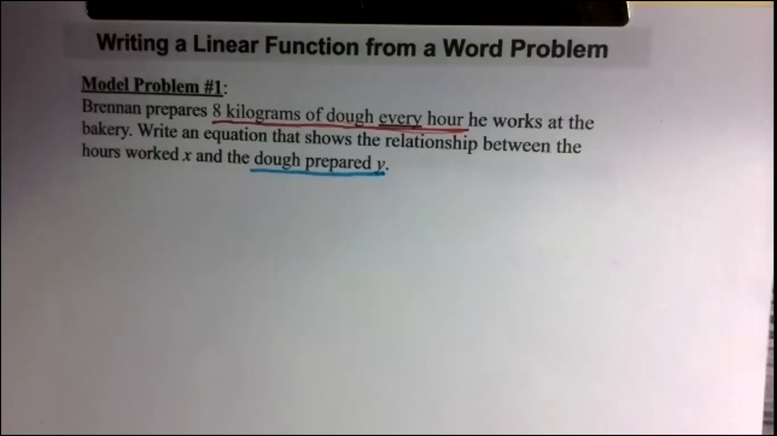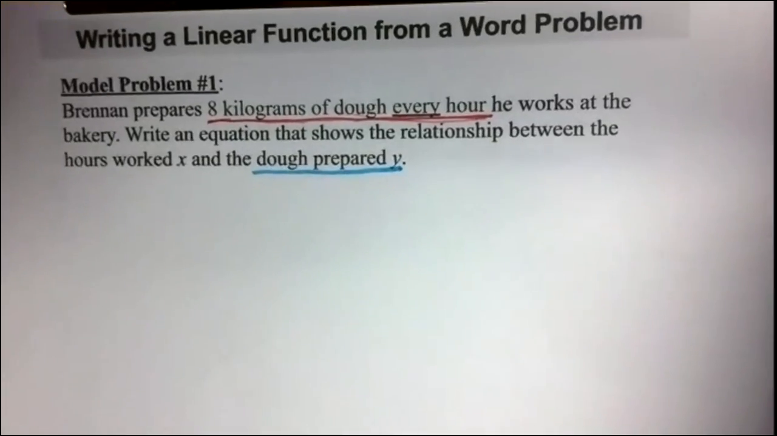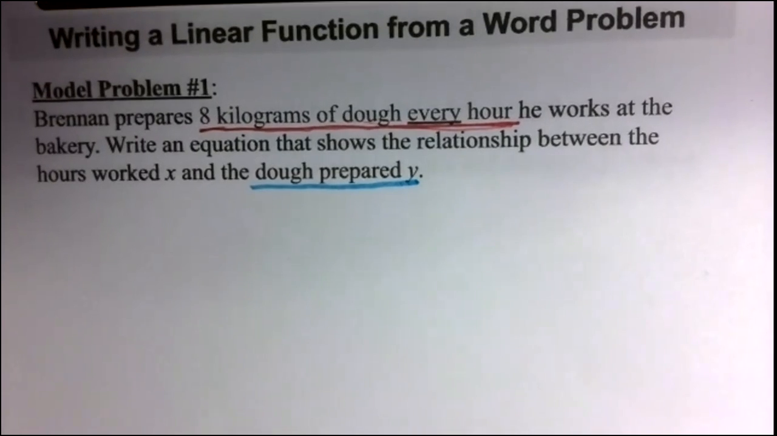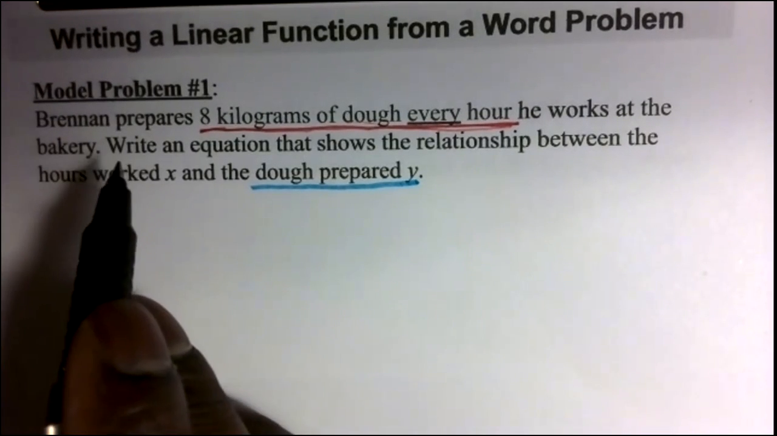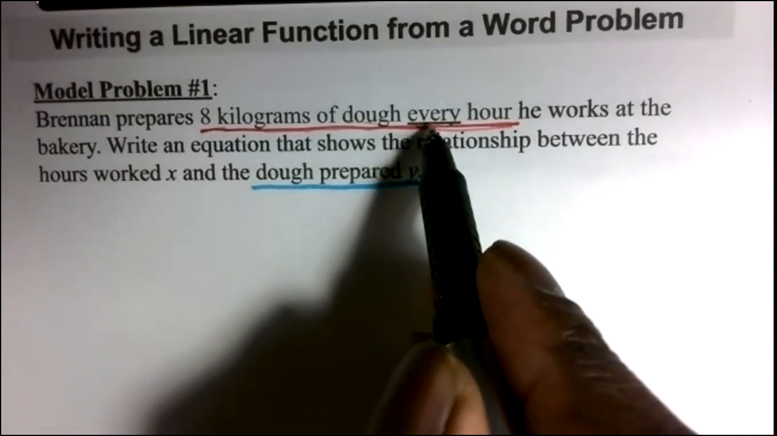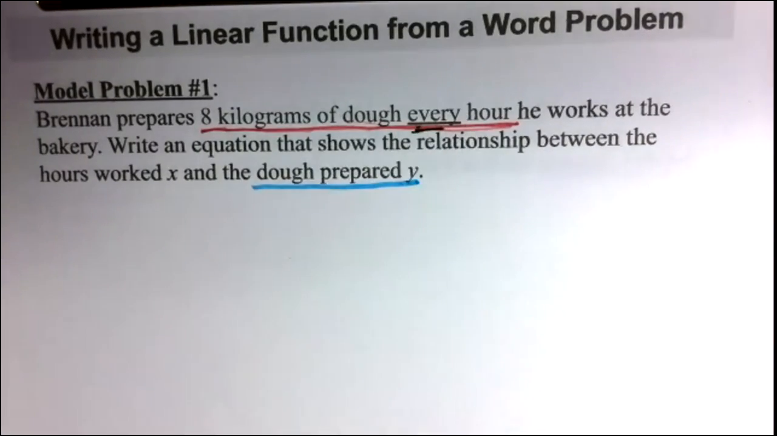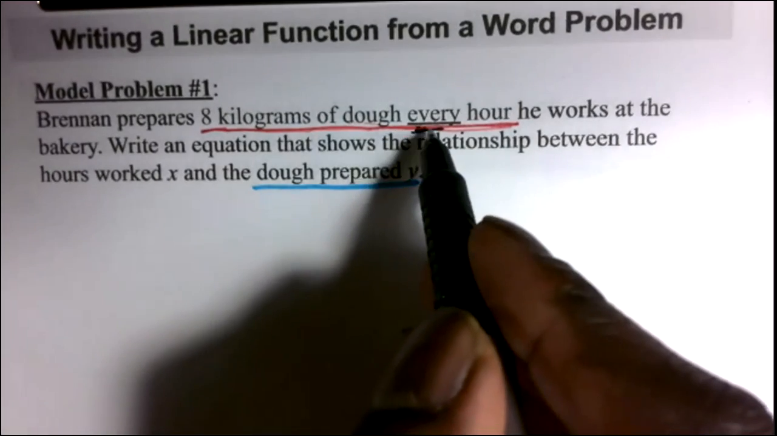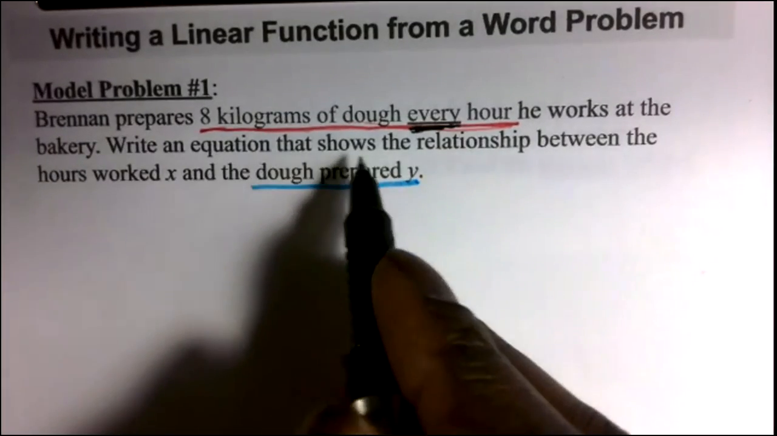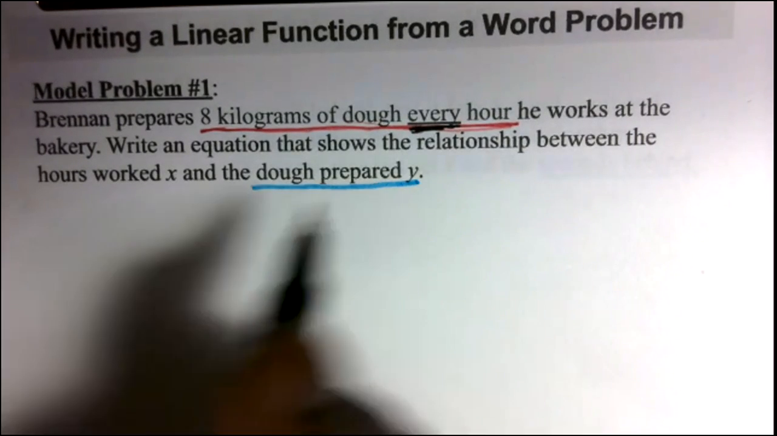So I'm gonna turn to my document camera here. And as you can see, I already have the problem loaded and we're ready to go. So if we read this first problem, it says that Bren prepares 8 kilograms of dough every hour he works. And this word every here is important because this word, it tells us about our slope. All right, so this is going to be very important, the word every. He works at a bakery. Write the equation that shows the relation between the hours worked, X, and the dough prepared, Y.